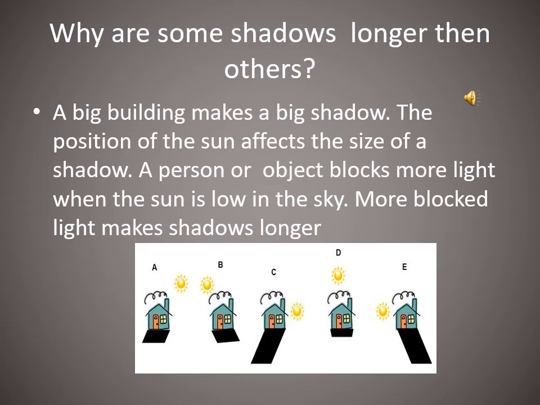Why are some shadows longer than others? A big building makes a big shadow. The position of the sun affects the size of the shadow. A person or object blocks more light when the sun is low in the sky. More blocked light makes the shadow longer.